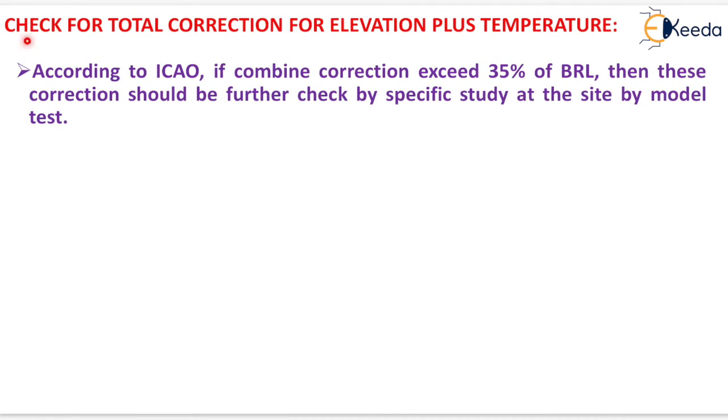Now next is the check for total correction for elevation plus temperature. According to ICAO, if the combined correction exceeds 35% of basic runway length, then these corrections should be further checked by a specific study at the site by model test.